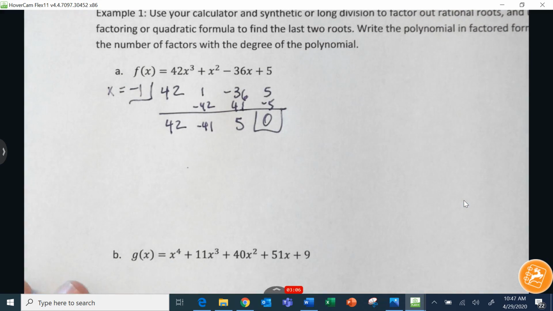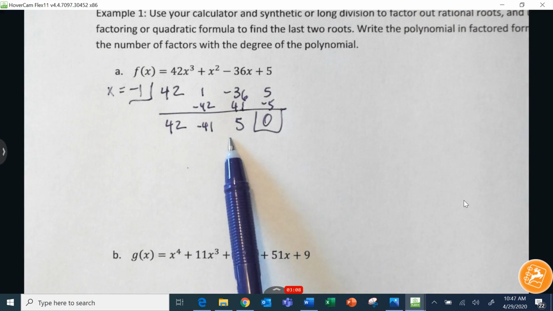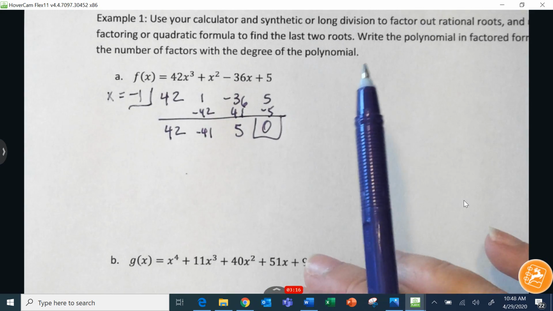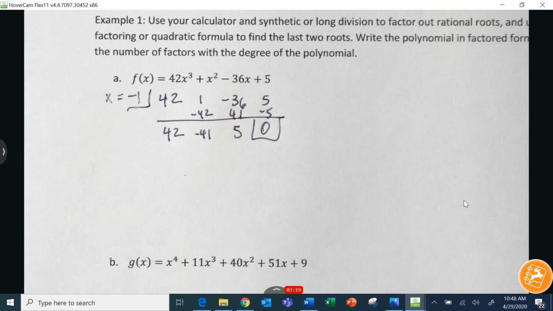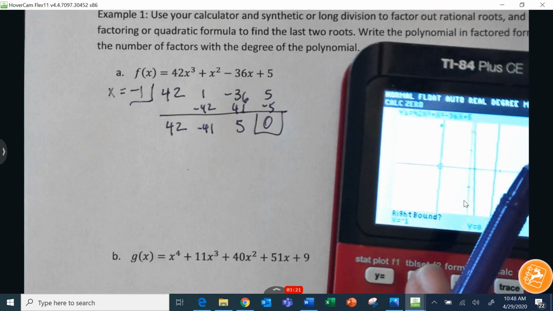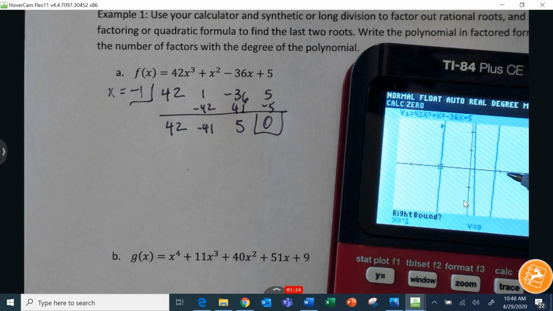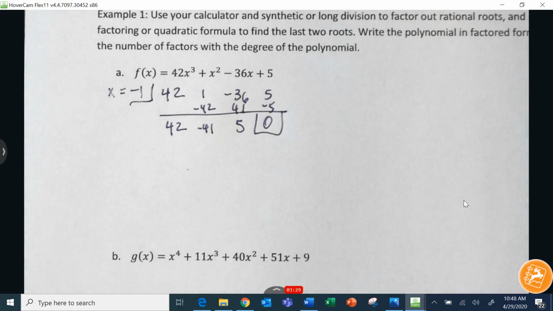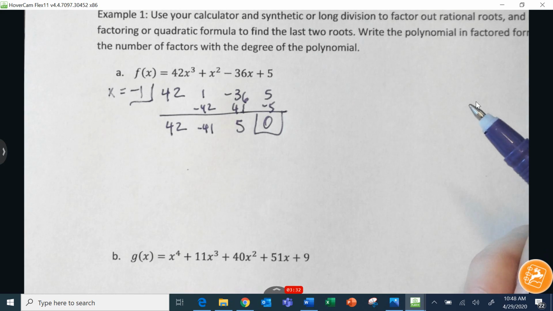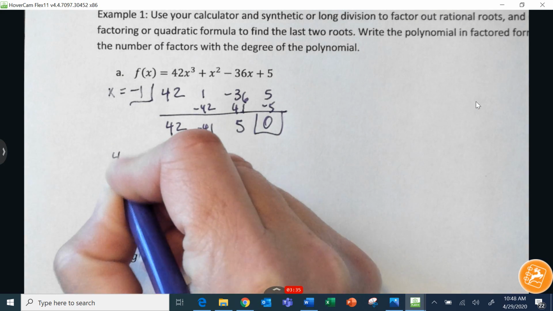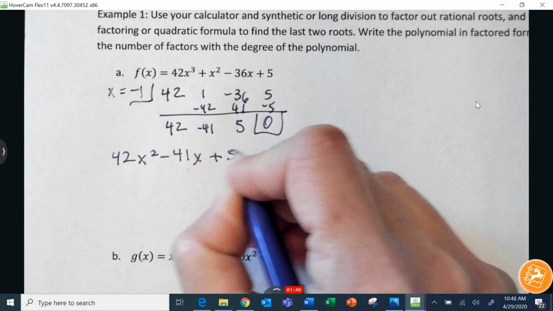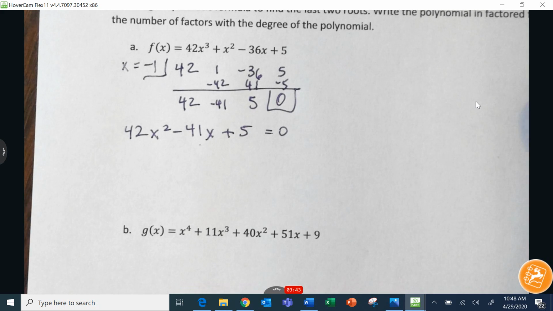Now, I was telling you before that once you get down to a quadratic, you should be able to use quadratic formula or factoring to solve what's left over. What we're going to encounter now is these are not going to be nice answers. They're going to be irrational answers. If you try to find these on here by just guessing, you're never going to guess them, because these are answers that have square roots in them that are not perfect squares. So I have 42x squared minus 41x plus 5 left over, and I need to find the other two zeros.